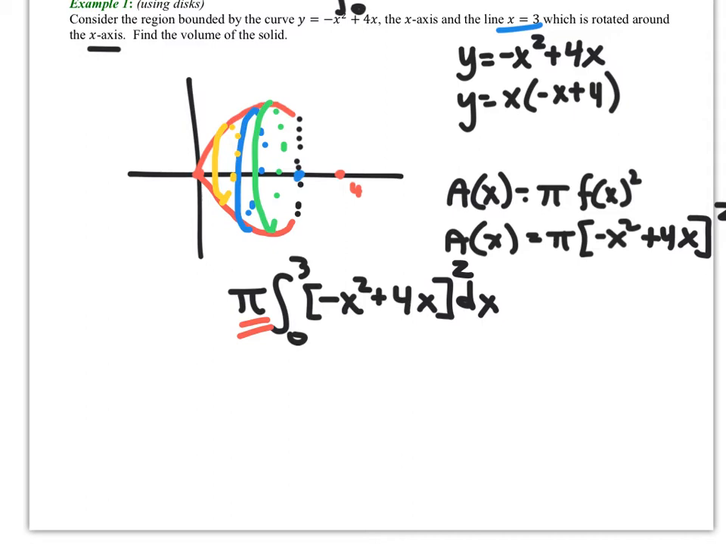According to my calculator, I get a volume of approximately 96.133 units cubed.